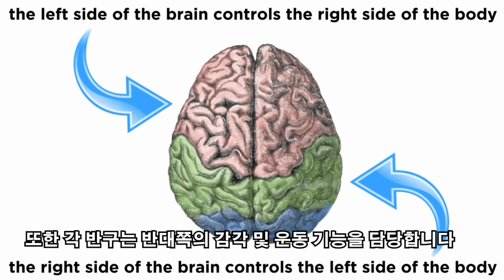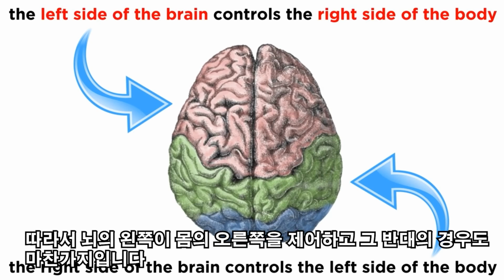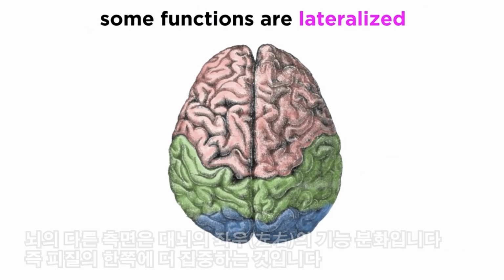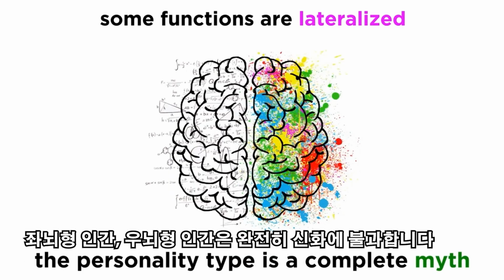In addition, each hemisphere is responsible for the sensory and motor functions of the opposite side of the body, so the left side of the brain controls the right side of the body, and vice versa. There are other aspects of the brain that are lateralized, meaning focused more on one side of the cortex than the other, although that whole left brain, right brain personality type is a complete myth.